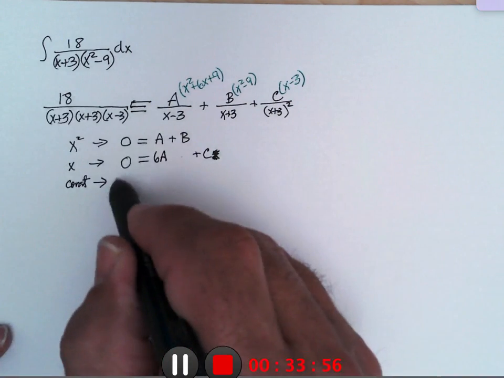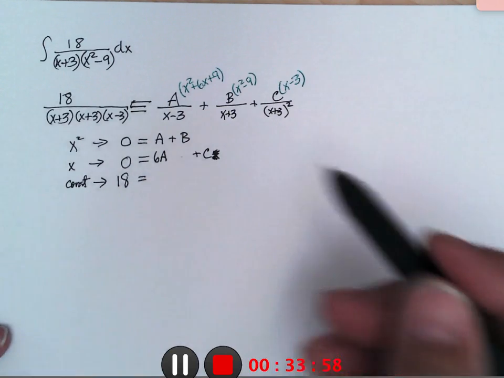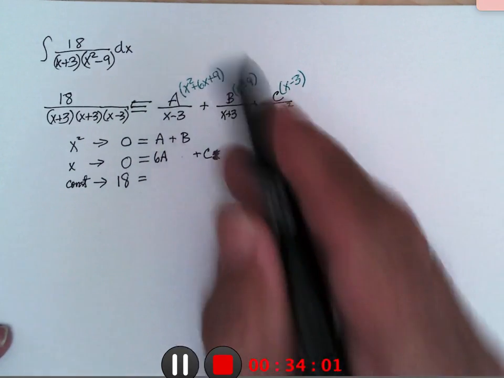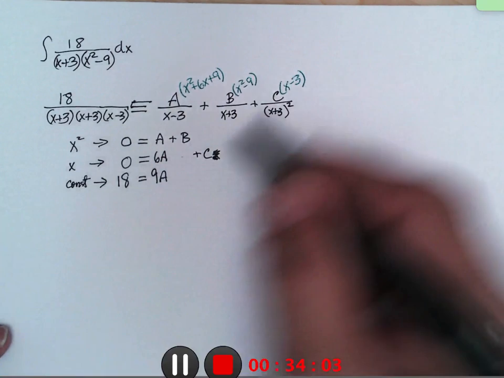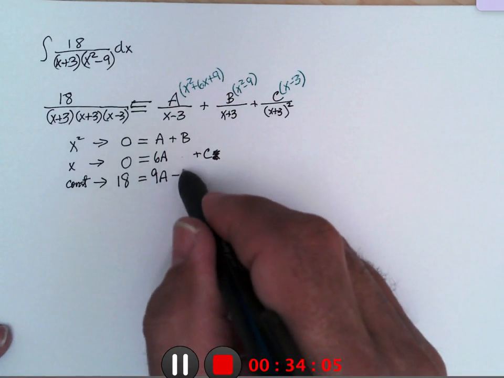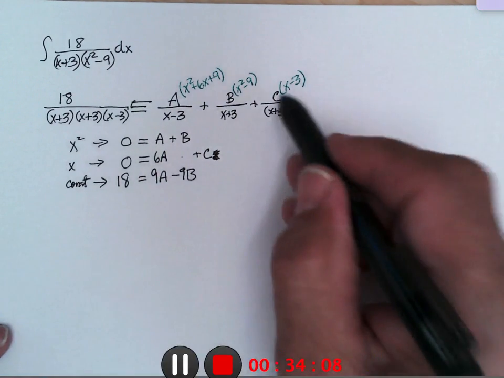18 has to equal 9a minus 9b and minus 3c.